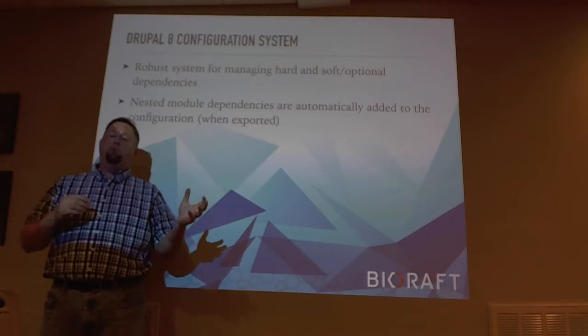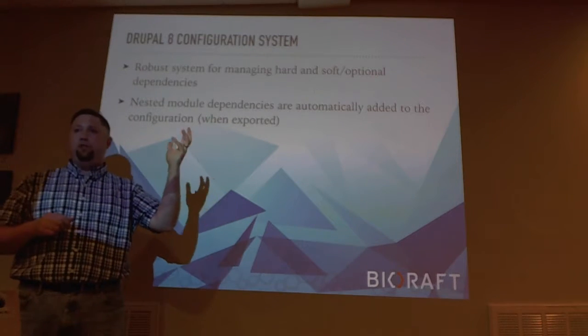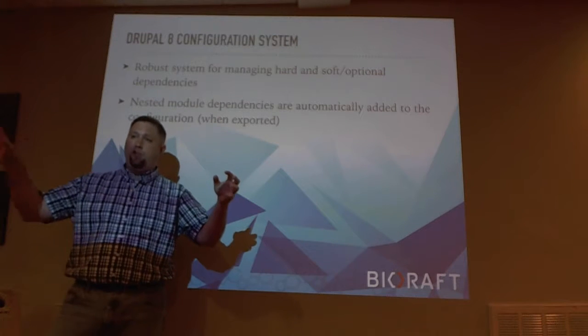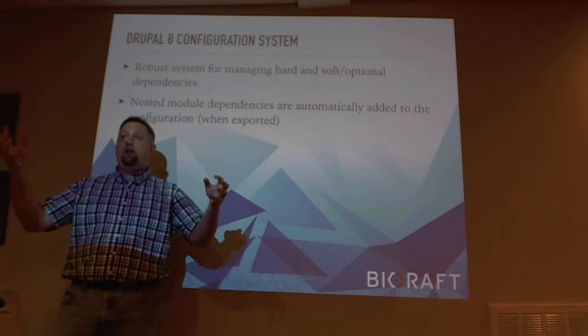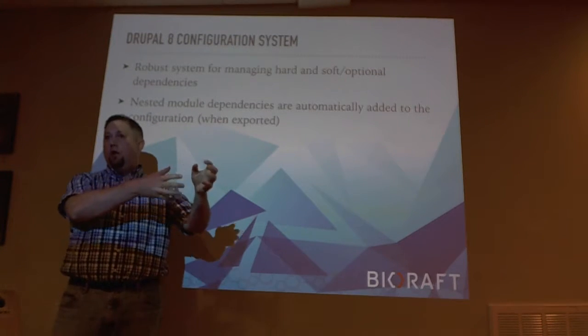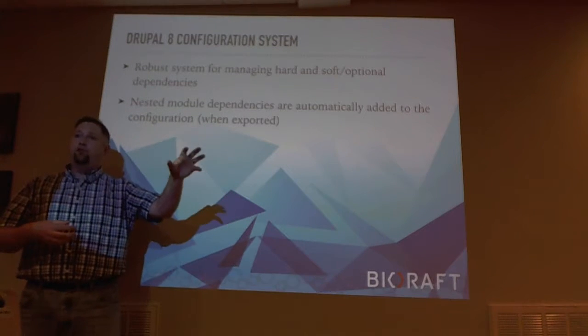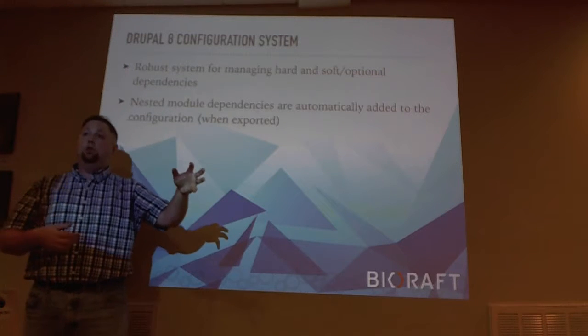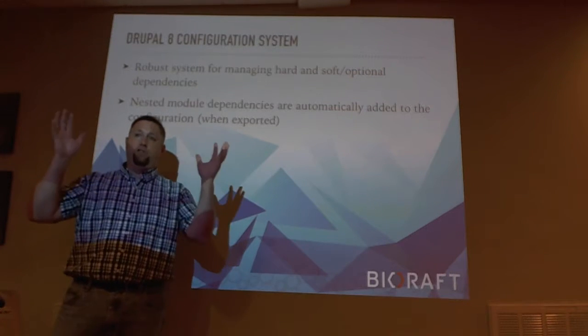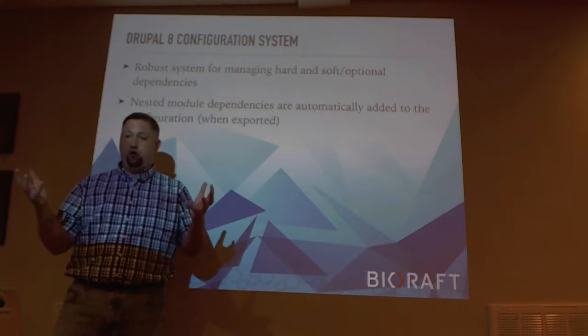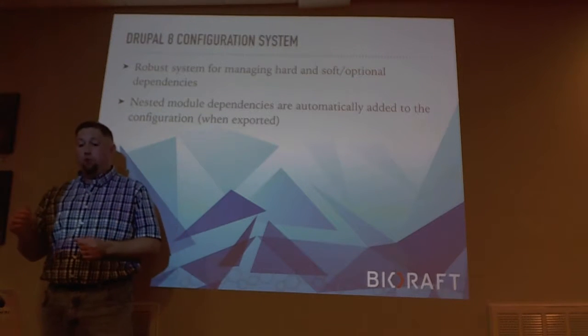A soft dependency would be if you have this module over here that presents a content type, and then you've got this module over here which has a field that's optional over here. You can still go ahead and install your first content type. The field just won't show up, and that's cool until you go and enable this other module. Now all of a sudden your configuration updates and that field shows up. So it's really flexible that way.